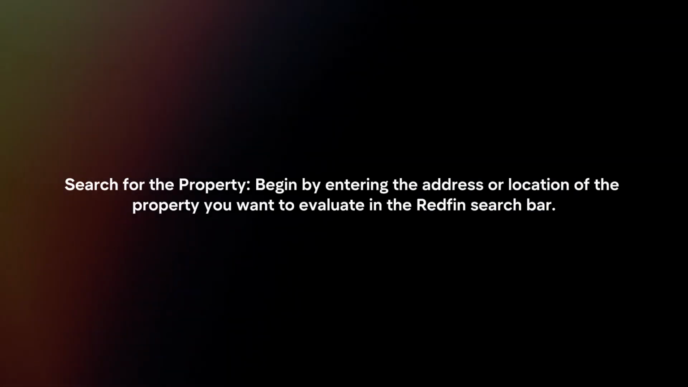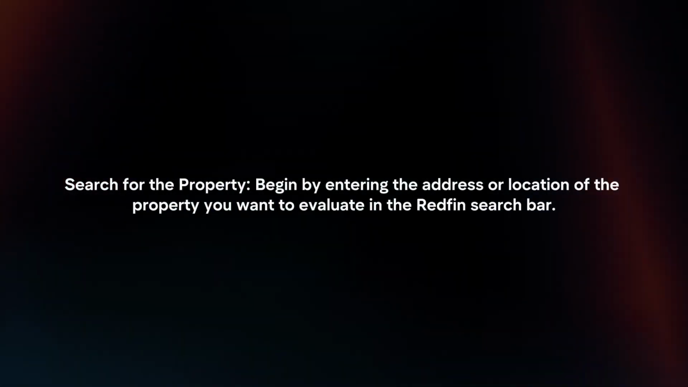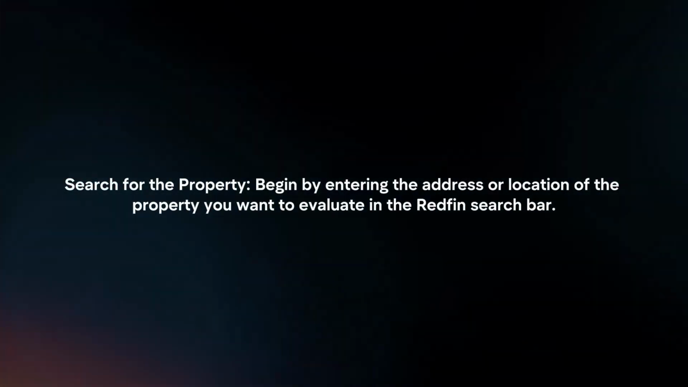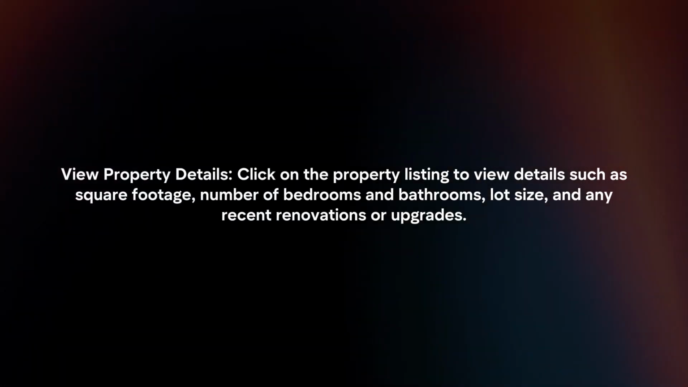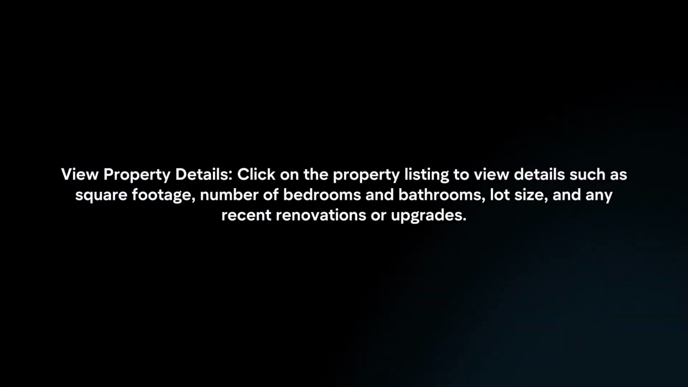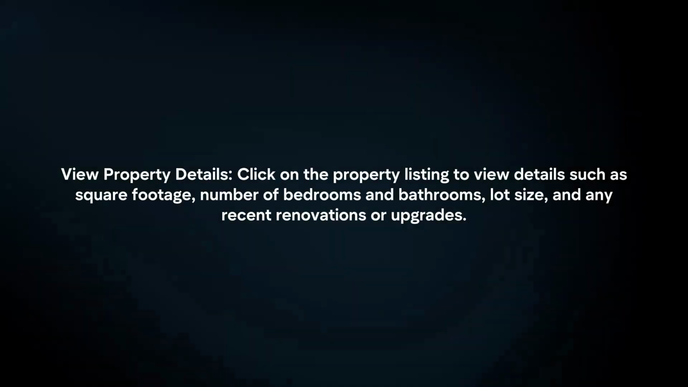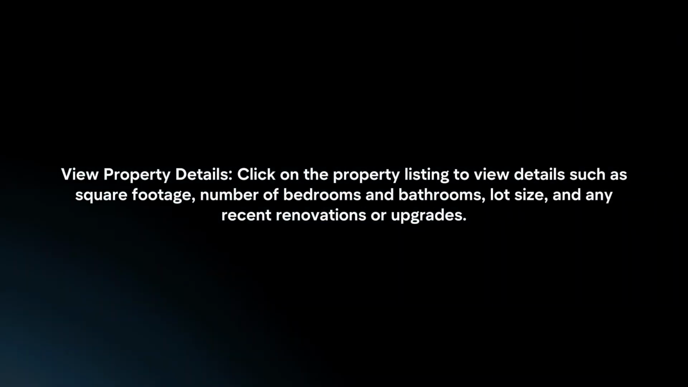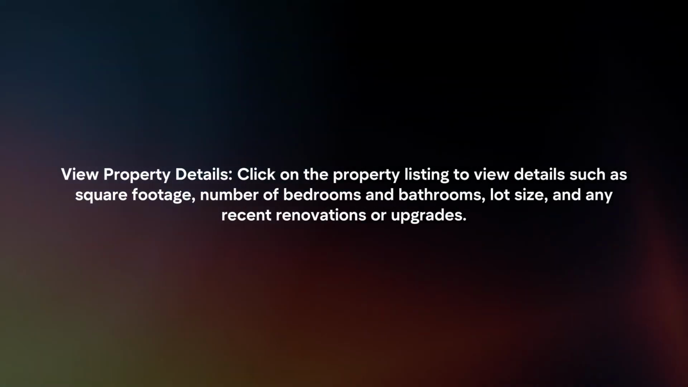Search for the property. Begin by entering the address or location of the property you want to evaluate in the Redfin search bar. View property details. Click on the property listing to view details such as square footage, number of bedrooms and bathrooms, lot size, and any recent renovations or upgrades.